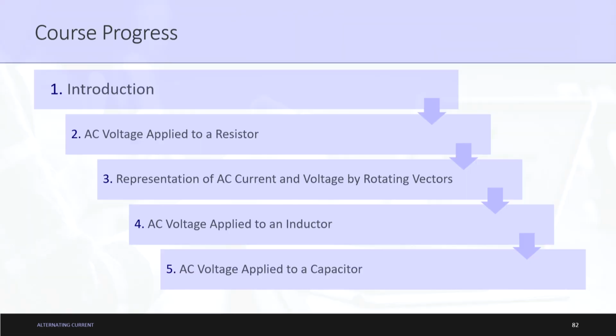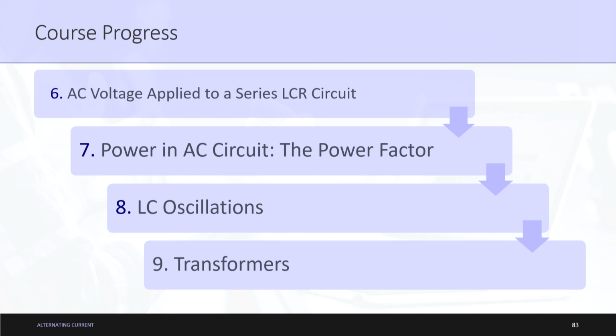So, just the course progress for you. We have completed the introduction, AC voltage applied to a resistor, representation of AC current and voltage by rotating vectors, AC voltage applied to an inductor, and currently we are on the 5th topic, that is AC voltage applied to a capacitor. Only one example is remaining and then we can move on to the next concept, that is AC voltage applied to a series LCR circuit.